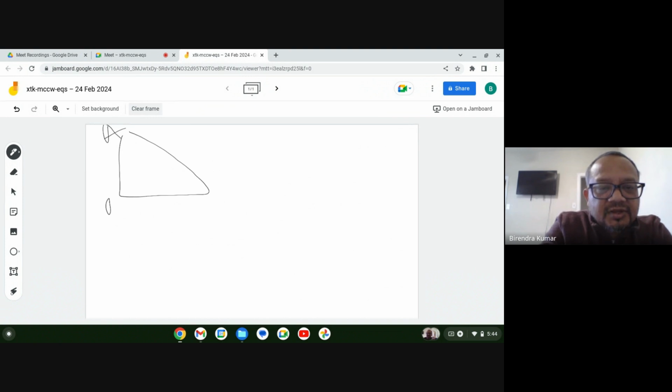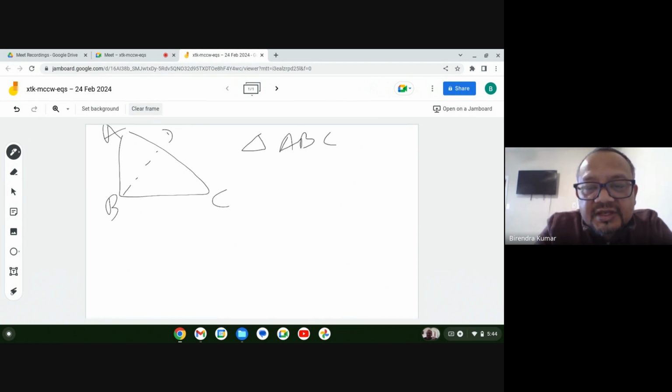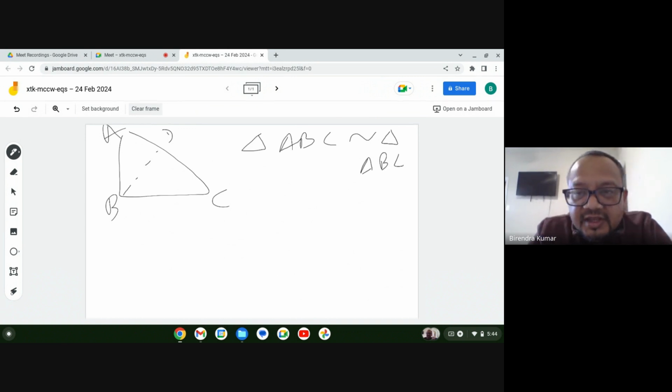A, B, C. And this is D. So first thing we saw was triangle ABC is similar to triangle ABD, the first one. Now, when the triangles are similar, it means the ratio of the sides are in the same proportion.